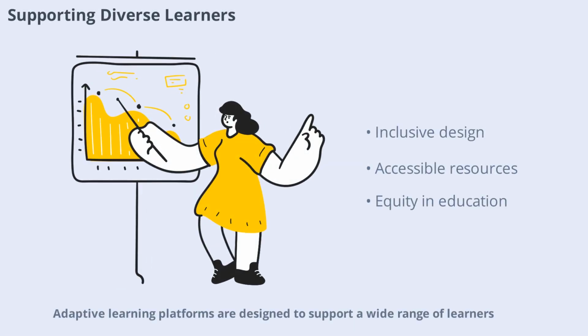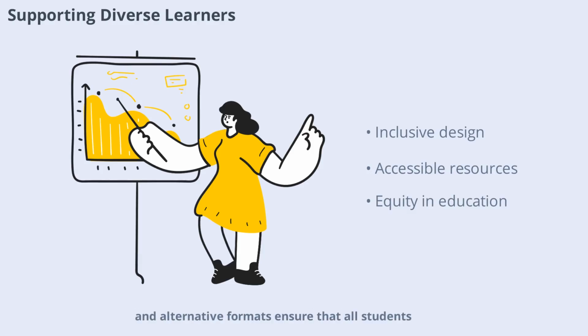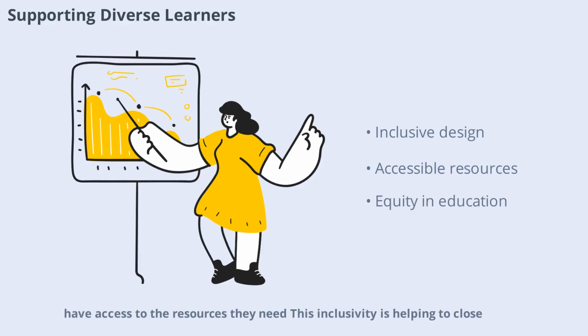Adaptive learning platforms are designed to support a wide range of learners, including those with special needs or learning differences. By personalizing content and pacing, these systems can accommodate various learning styles and abilities. Features like text-to-speech, adjustable font sizes, and alternative formats ensure that all students have access to the resources they need. This inclusivity is helping to close achievement gaps and promote equity in education.